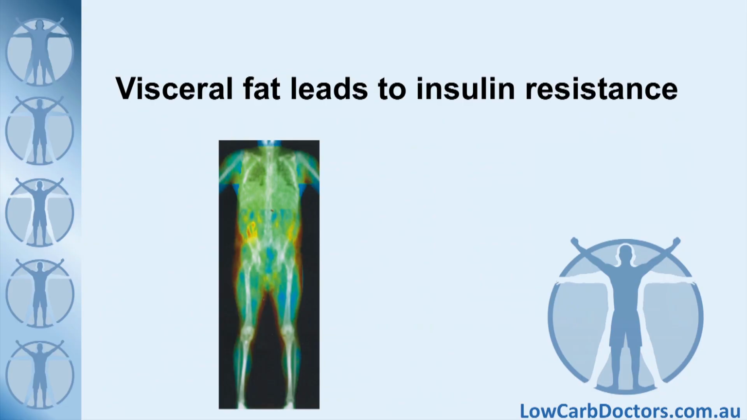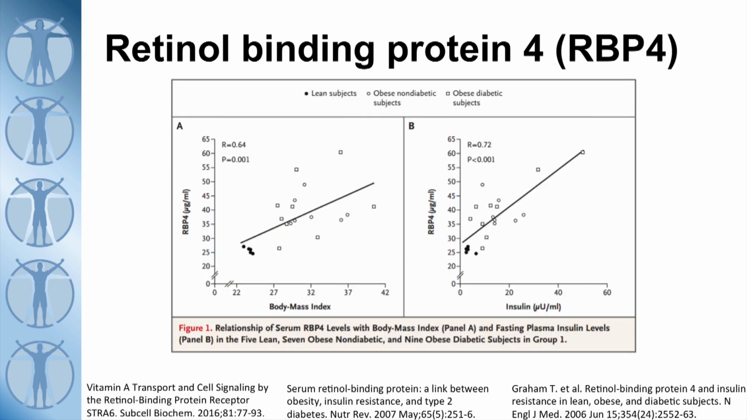So the first point here is that visceral fat in the liver leads to insulin resistance. And we've now started to figure out the pathways how. This is retinol binding protein 4. You don't need to know the name, but you do need to know that it correlates very well with body mass index, correlates very well with insulin index, and it's been implicated as a causal mechanism of insulin resistance. It's produced by fatty livers.